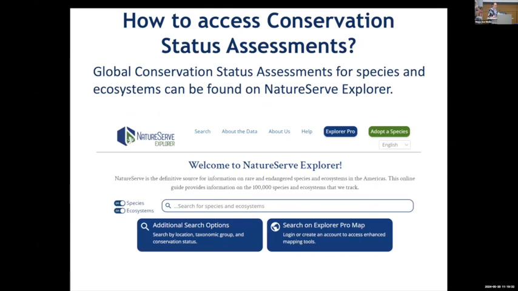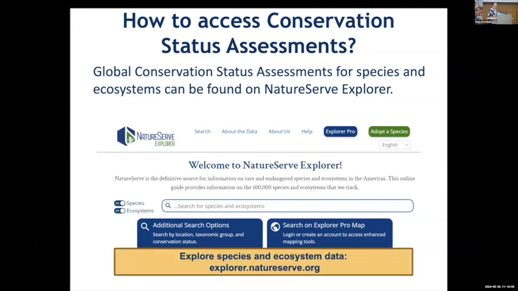Our global conservation status assessments for a species are available on NatureServe Explorer. There are over 100,000 species and ecosystems that are posted there. And this will have the global, national, and subnational ranks for each of those elements and the supporting text for the ranks.